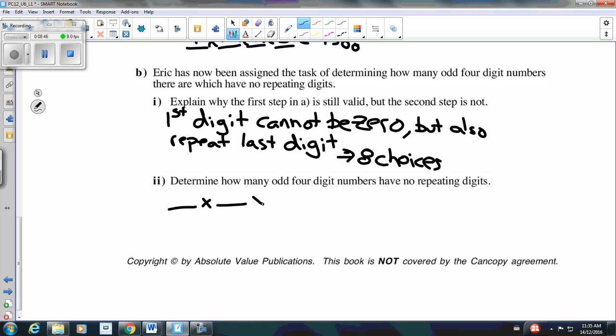So let's look at what our total looks like. We know the last one, we still have 5 choices, 1, 3, 5, 7, or 9. The first one can't be 0, and it also can't be what we used over here. So we have 8 choices now. Now, this in my original problem was a 10, because I could choose from 10 digits. But I've already used one number here and one number here, so that leaves me with 8 choices. And now, my last spot here, I've already used 3 numbers, so I have 7 left to choose from.